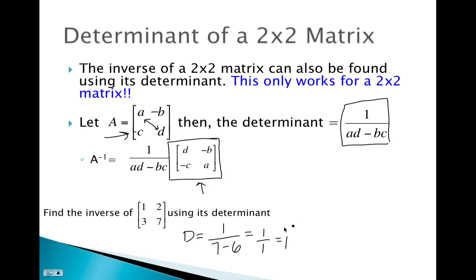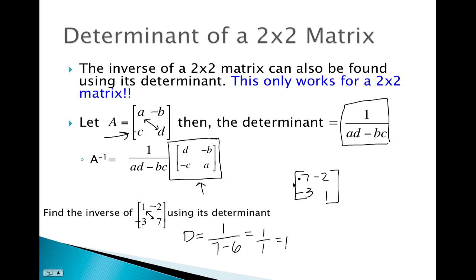So now let's take our original one and do what it says here. We've got our swapping of our A and our D, so 7 now is in the first spot, and 1 is where the D used to be. And we're going to make negative our B and our C. So 2 becomes negative, and 3 becomes negative. Or we're changing the sign, I should say. That was probably more appropriate.